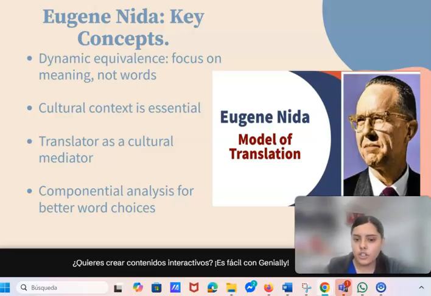This made translation more like a cross-cultural communication process rather than just a linguistic task. His work laid the foundation for more modern and applied ways of thinking about translation.